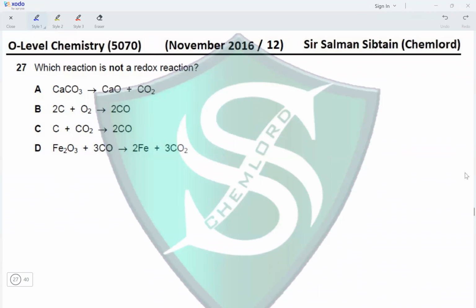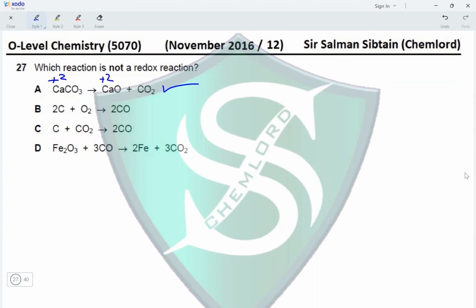Question 27. Which reaction is not a redox reaction? So, in the first reaction, we have calcium with a charge of +2 on the reactant side and calcium with a charge of +2 on the product side. So this is not a redox reaction because no change of oxidation state is taking place.